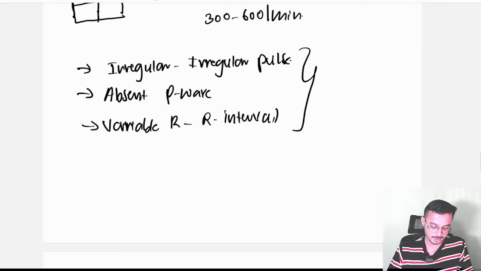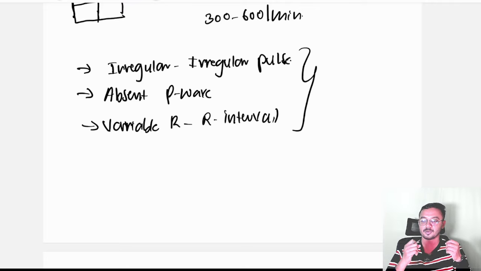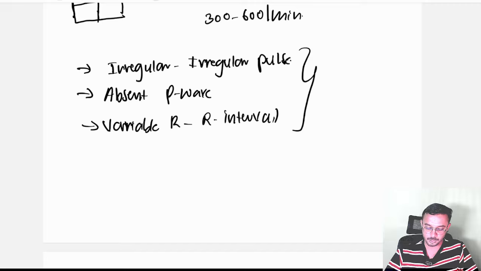One of the causes is hypertension, and the examiner may mention a geriatric age group. Old age people will be more prone to this condition. And next, when we come to the treatment aspect.